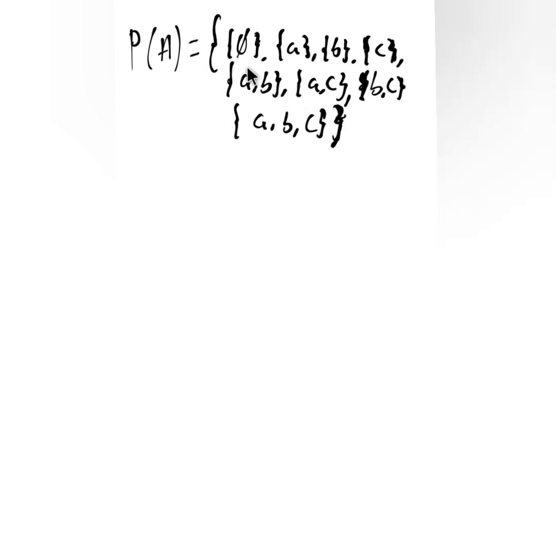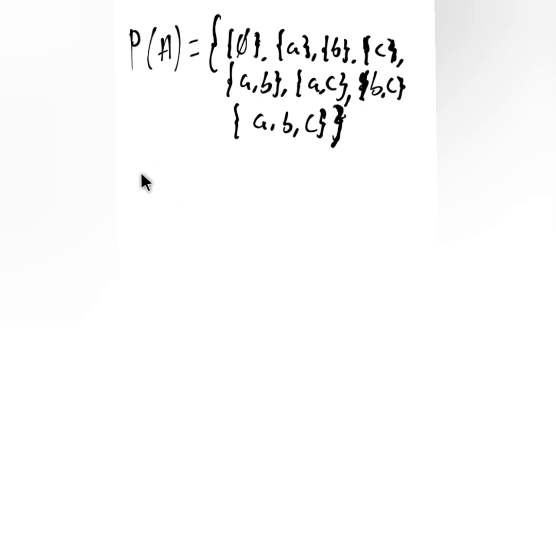So this very set is the power set of A. There are 8 subsets altogether: 1, 2, 3, 4, 5, 6, 7, and 8. So a power set is a set that contains all the subsets of the given set. Now let's consider another example.